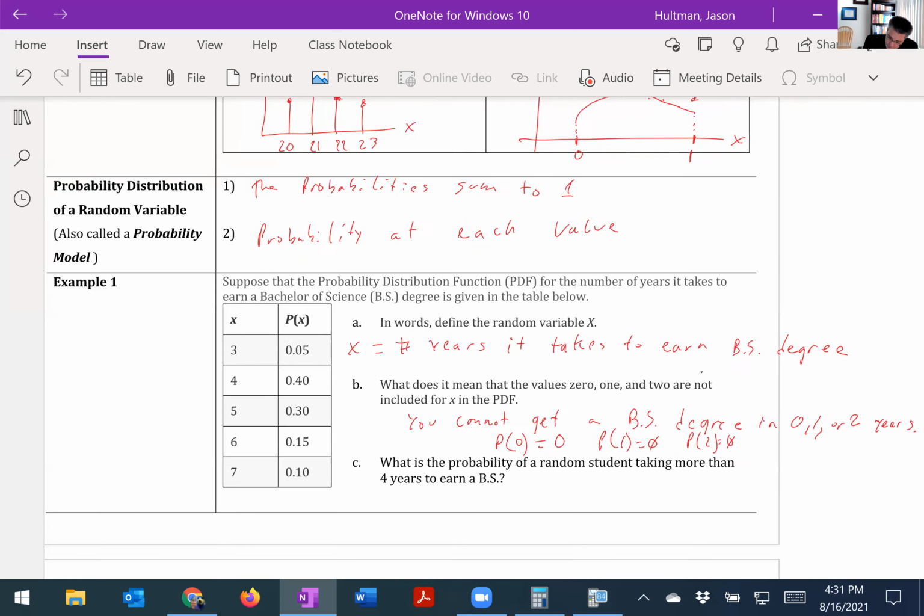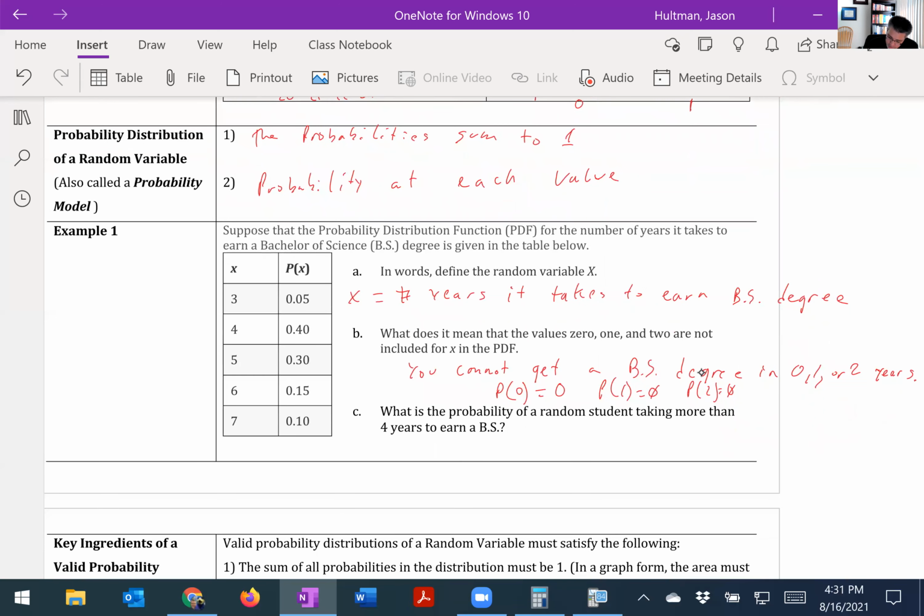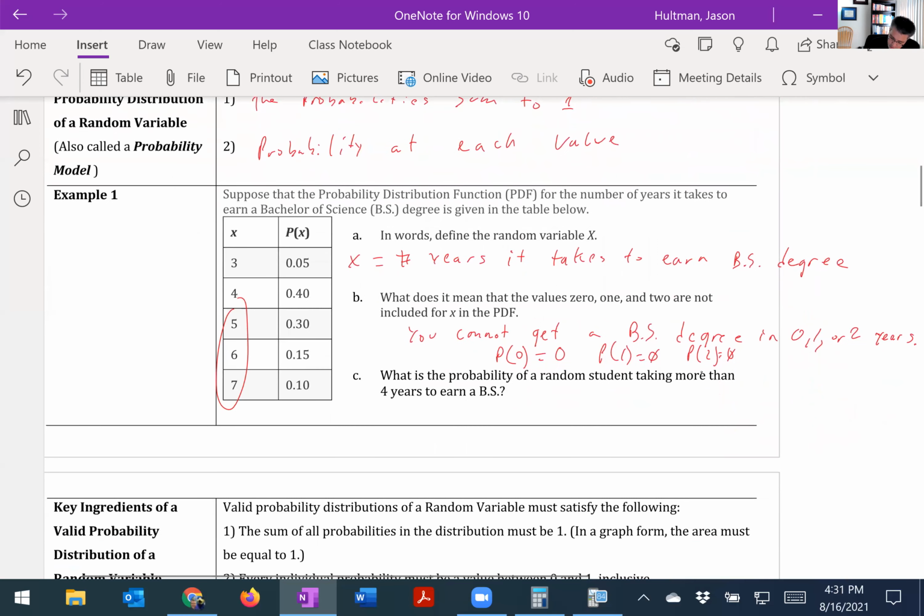What's the probability of a random student taking more than 4 years to earn a BS? So more than 4 years. So that would be 5, 6, or 7. And we're going to get 0.3, 0.15, and 0.10. So we're just going to add that up. 0.30 plus 0.15.